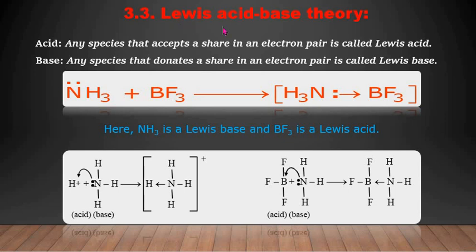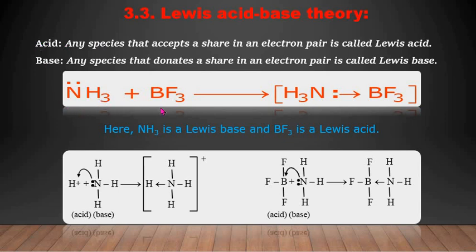And the last theory is the Lewis acid-base theory. Lewis acid-base theory is based on sharing an electron pair or lone pair of electrons. The one who donates a lone pair of electrons is the base, opposite to the Bronsted-Lowry concept. In the Bronsted-Lowry concept, one who donates a proton is an acid, but in the Lewis concept, one who donates a lone pair of electrons is the base, and one who accepts a lone pair of electrons is the acid.